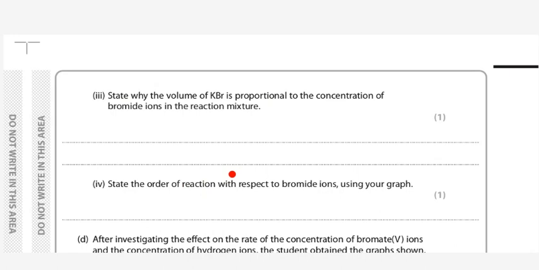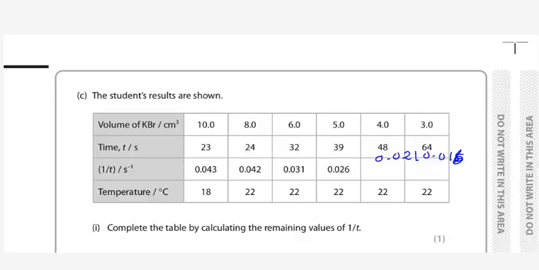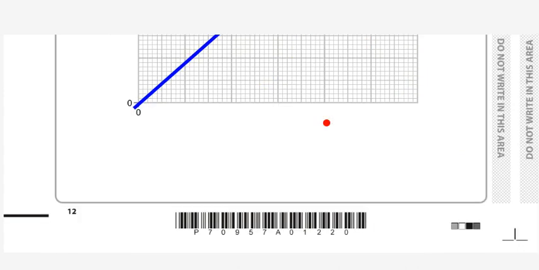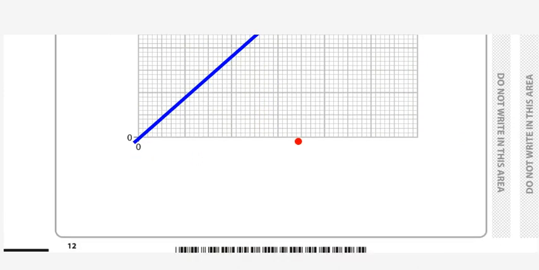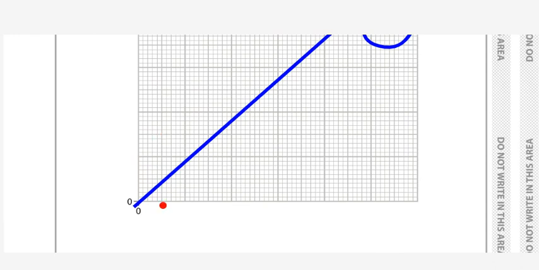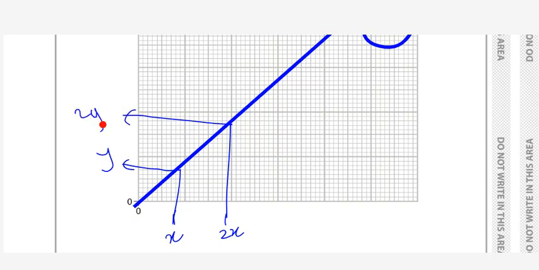Deduce the order of reaction with respect to bromide ions using a graph. That means as the volume of KBr increases, the concentration increases simultaneously. If the volume is x and the volume is increased to 2x, the rate is y, and when the volume is doubled the rate should double. If that's the nature of the graph, then it's first order. If when the volume is doubled the rate increases by 4 times, then it's second order. This is simultaneously increasing, first order. Right? First order.